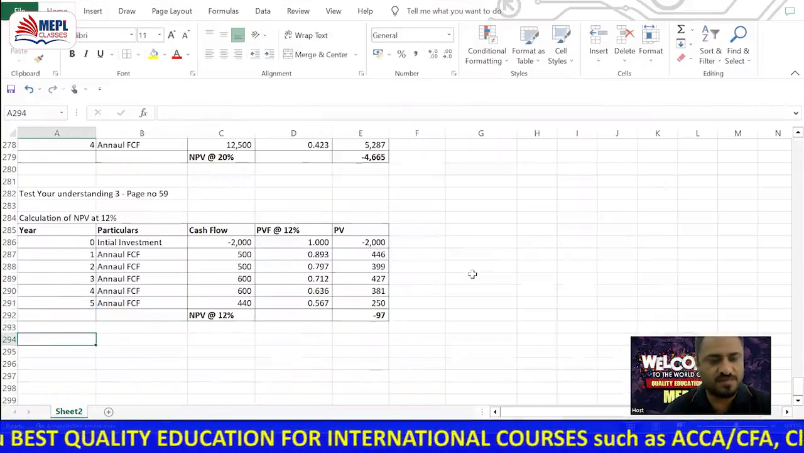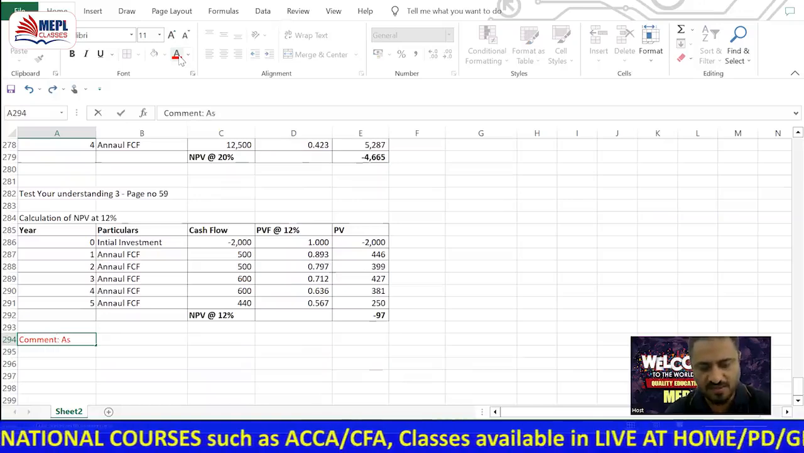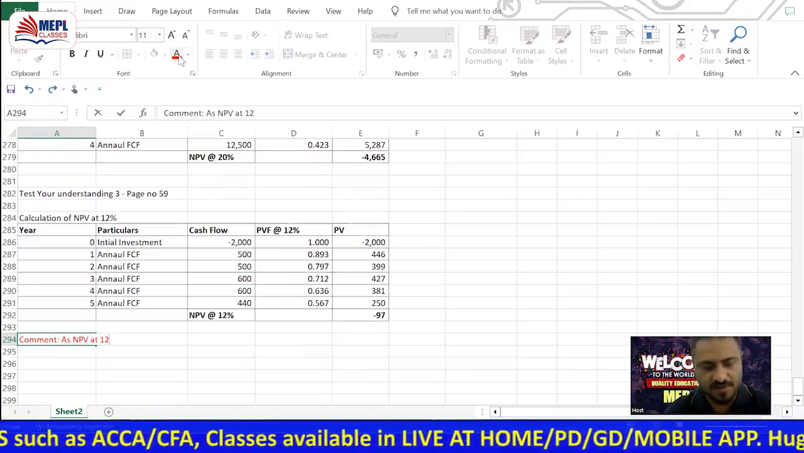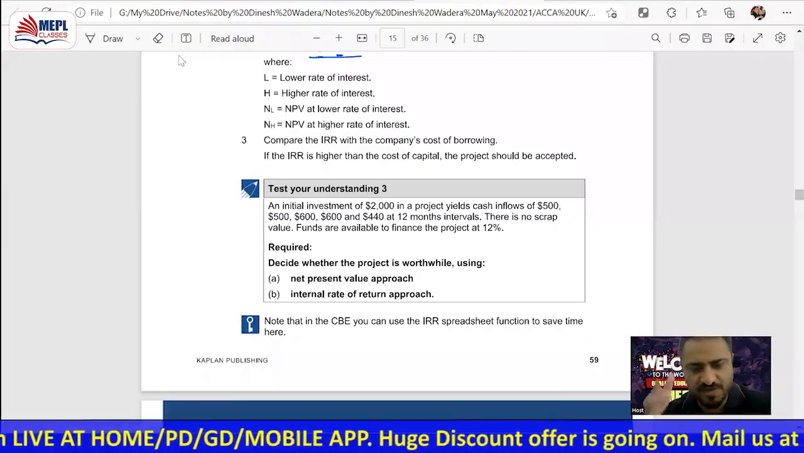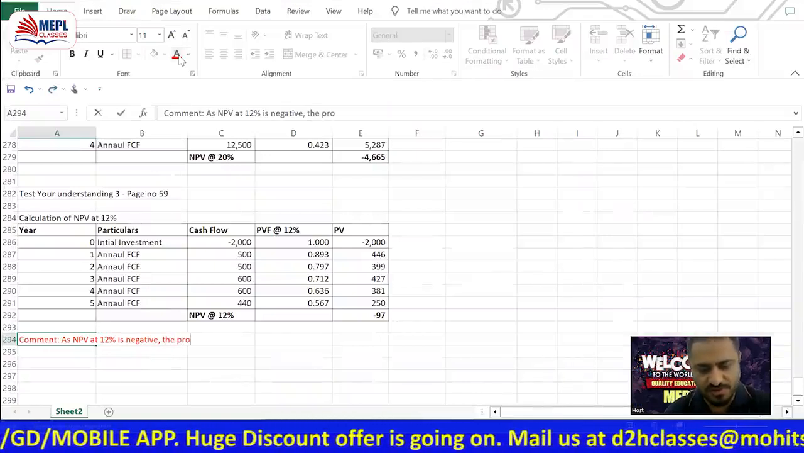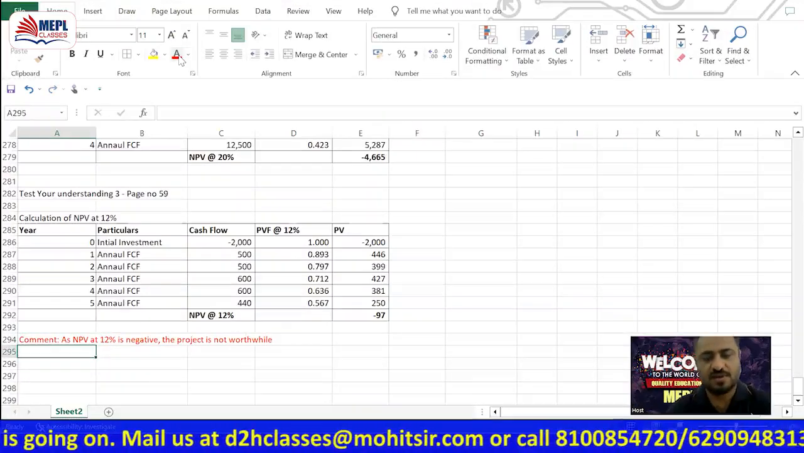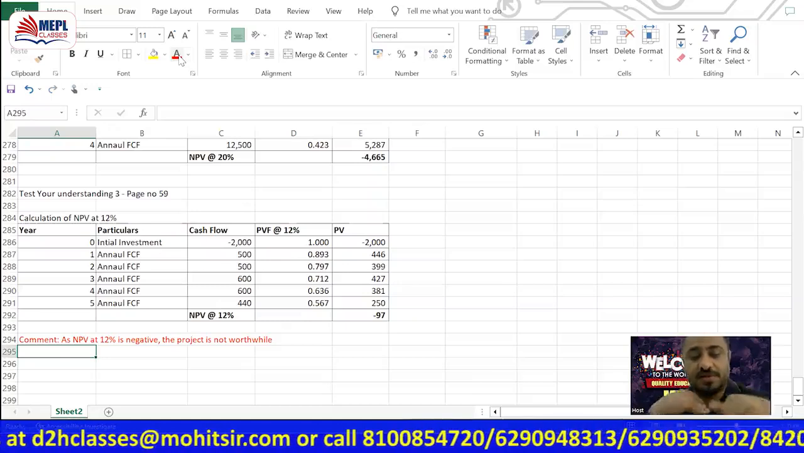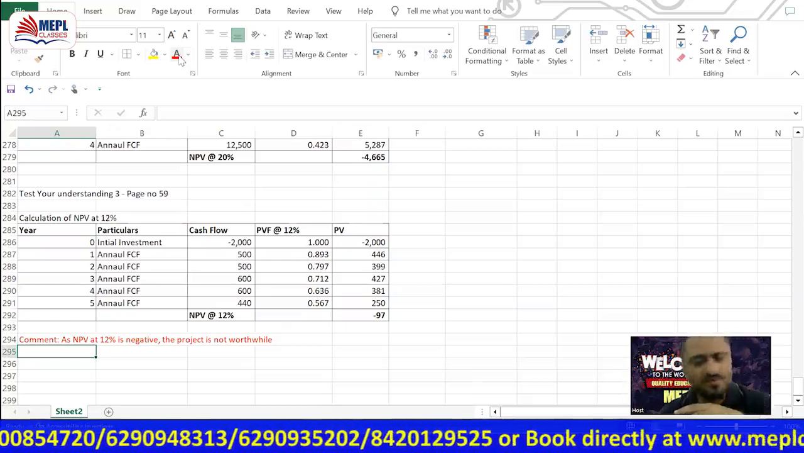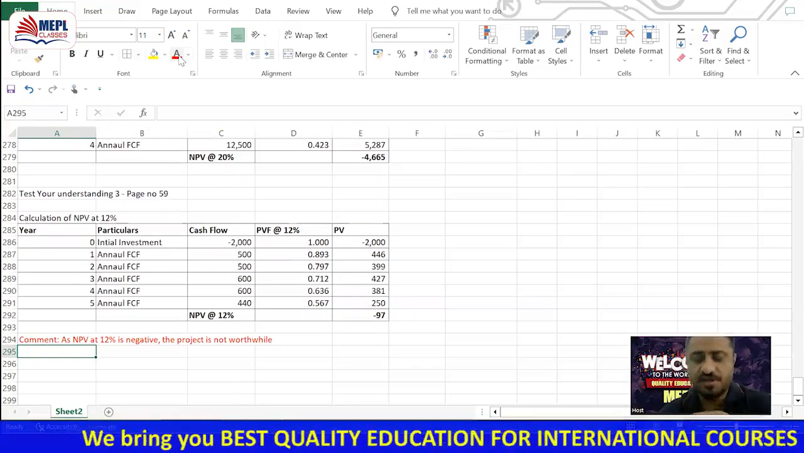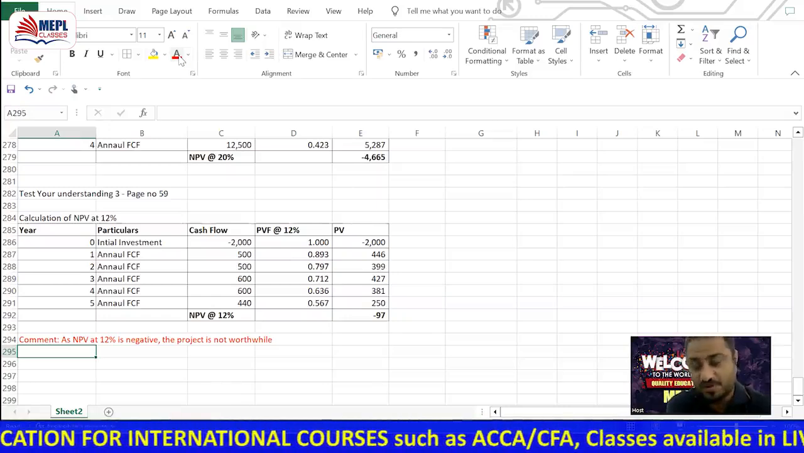So, my comment will be: as NPV at 12% is negative, use their language, whether the project is worthwhile, the project is not worthwhile. Now, if it is negative at 12%, if you use 13, 14, 15, 16, it will go on negative only. It means this project can't earn a 12% return. So, if someone says, I want to earn at least 12%, this project is not for them.